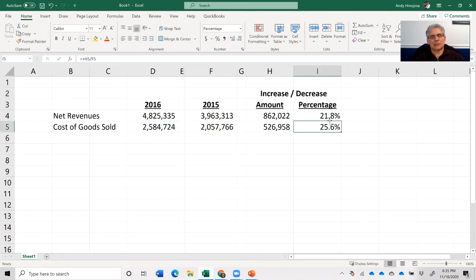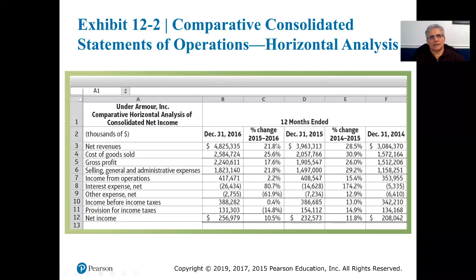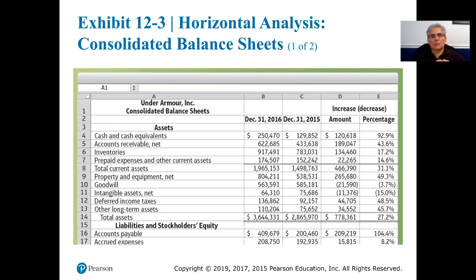And then the percentage change is simply taking the dollar amount change and dividing it by the base year. In this example here, the base year is 2015, and that gives you 25.6%. You can just continue on doing the same computation all the way down, and you're going to get the appropriate percentage computations.